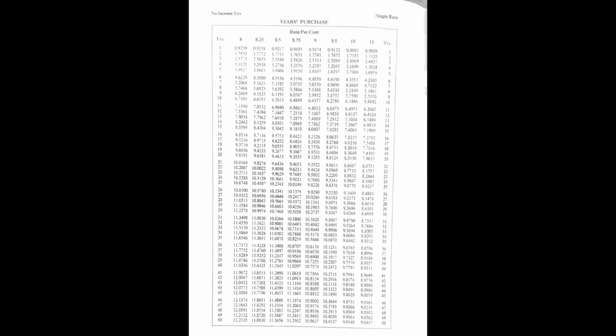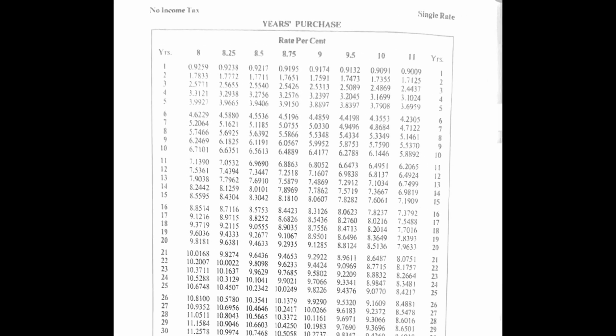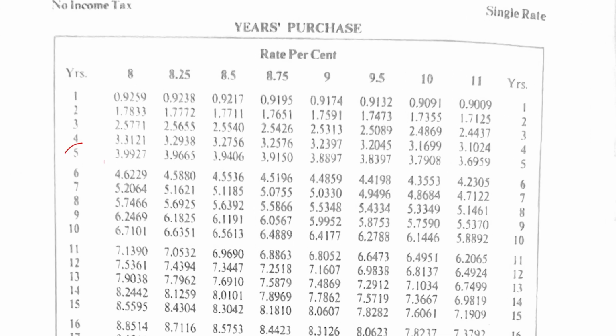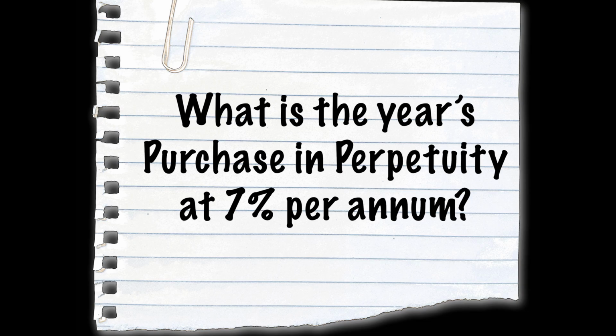Remember that the YP single rate is also known as the present value of 1 naira per annum. So flipping to where we have 8%, which is on page 46, we trace 8% down to 5 years, and it gives us 3.9927. So that's our answer for that. And the next question says, what is the year's purchase in perpetuity at 7% per annum? Once again, please refer to videos for explanation of YP in perp.